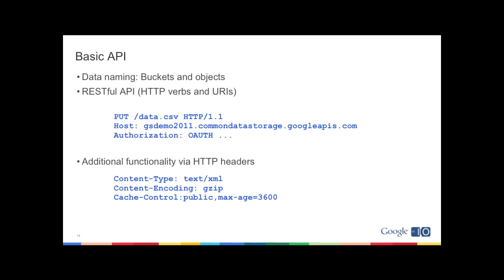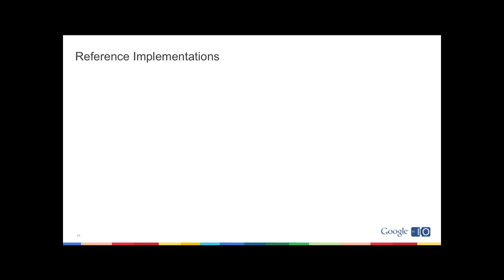And so here's an example of uploading a file to the cloud called data.csv, and it's going to upload it into the bucket GSDemo 2011. And there's an authorization header. I'll talk about that a bit later. And then that basic REST request can be modified using HTTP headers. So for example, you can set content type and encoding this way. You can control caching this way. By default, objects are not cacheable, but you can make them cacheable for a variety of performance enhancement reasons. So that's the basic API.